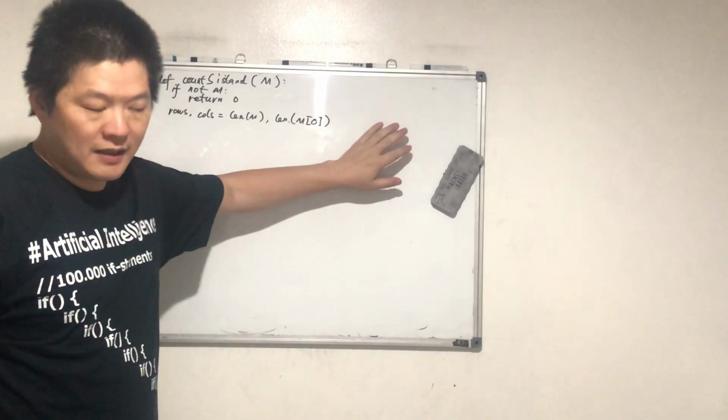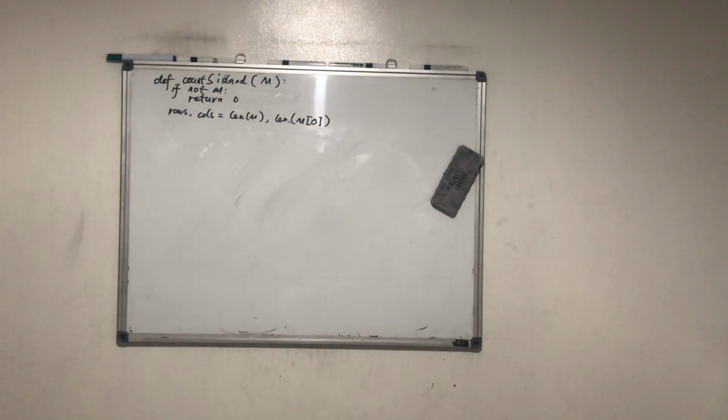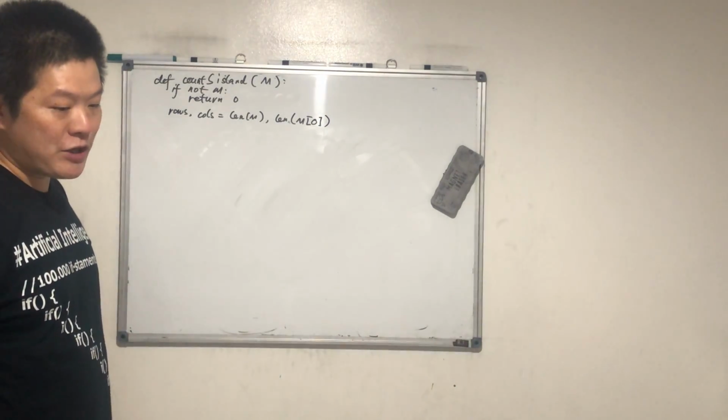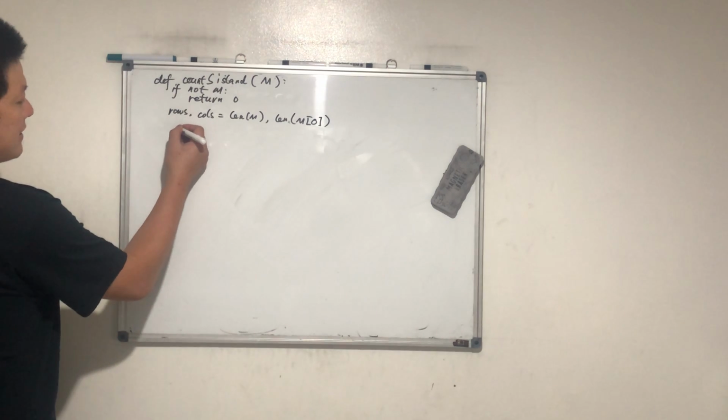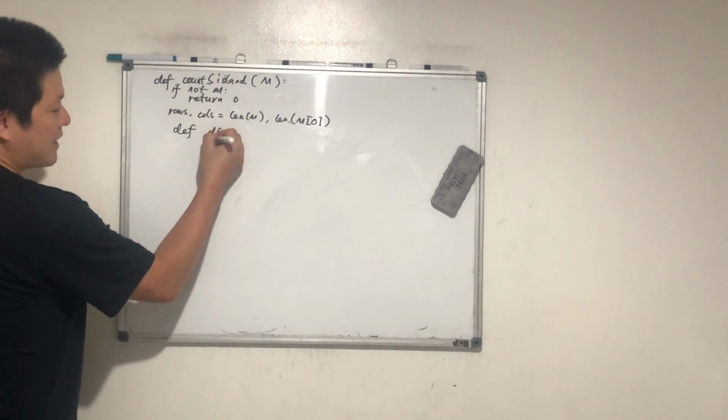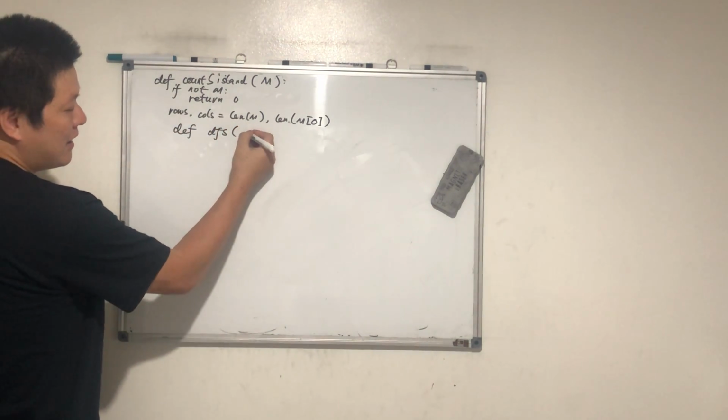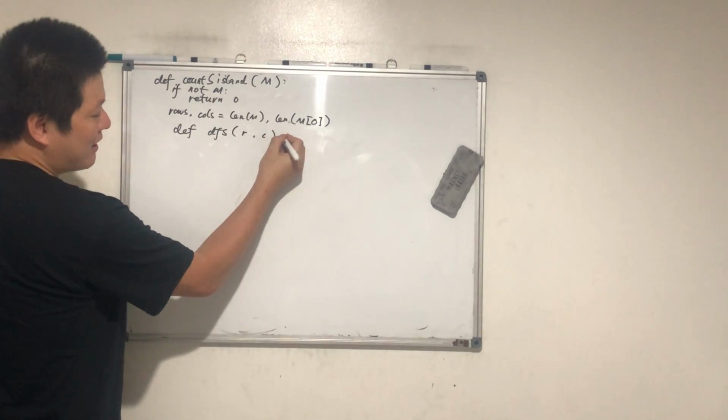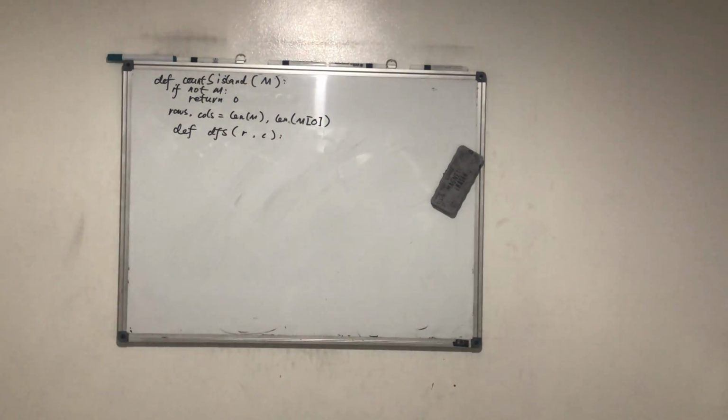Okay. So now, what should we do now? We should define a depth first search function. Let's do it. Define depth first search. And then we have what? We have these rows and columns, right?